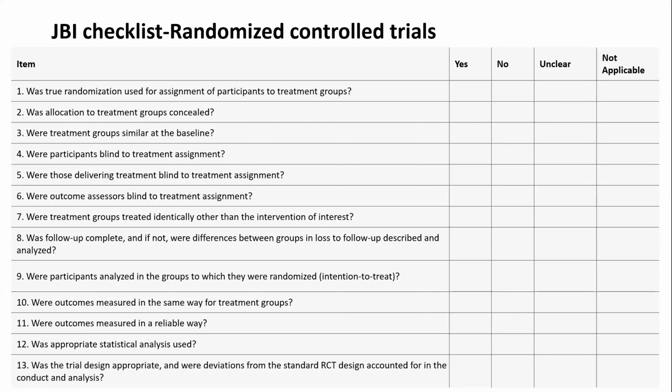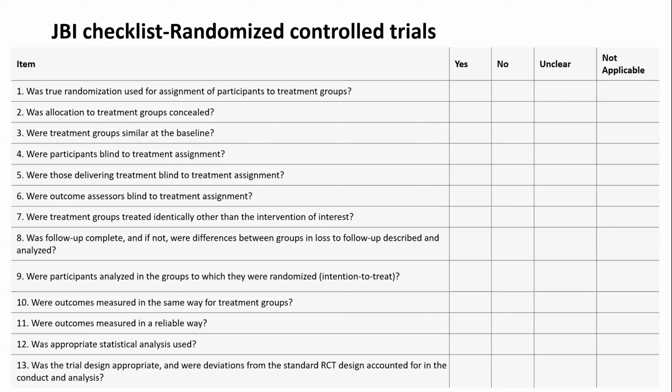Then, were outcomes measured in the same way for the treatment groups, and were outcomes measured in a reliable way? Suppose they mention in their methods how they are going to assess their outcome. Similarly, they have to follow that when they write their results. Was appropriate statistical analysis used? Was the trial design appropriate, or were any deviations from the design accounted for in the conduct and the analysis? If there was any deviation, they have to mention in their manuscript what the deviation was and why it was done. Based on these items, you are going to rate the study, whether it is of good quality or low quality.